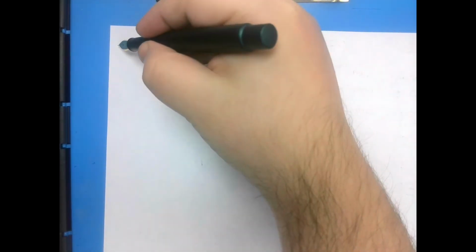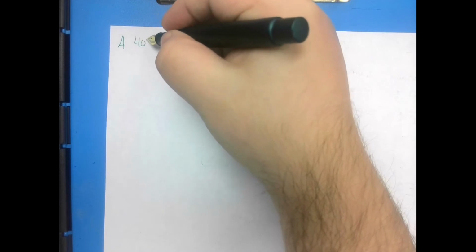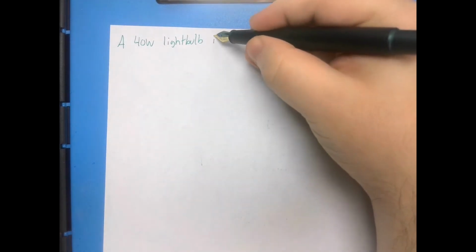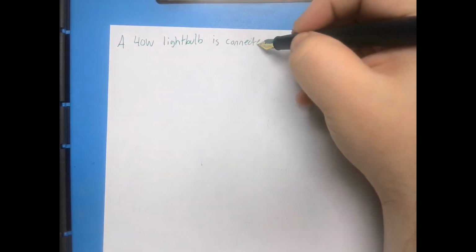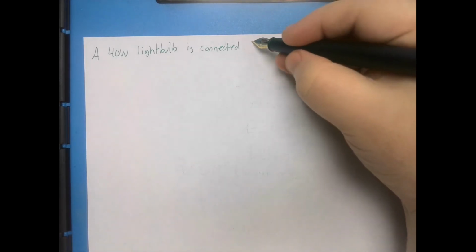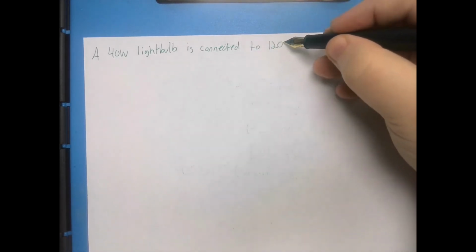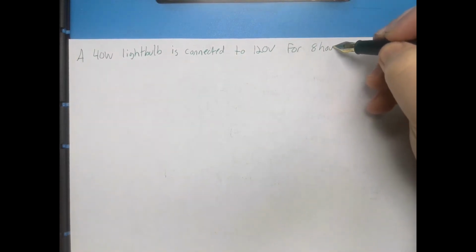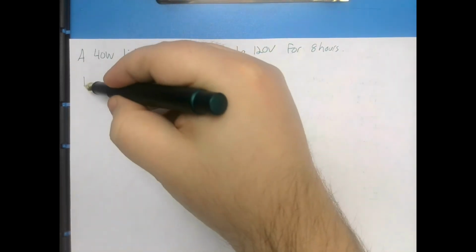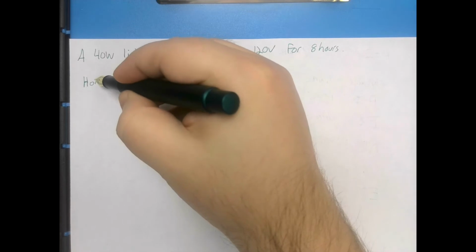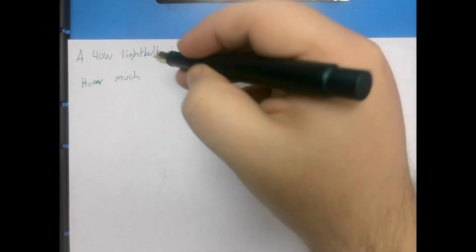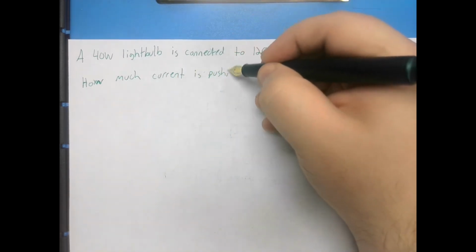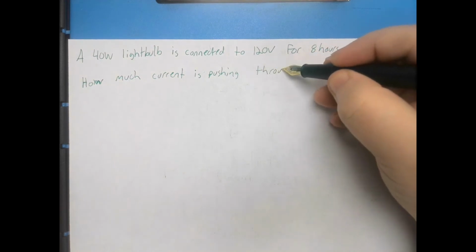So let's do an example problem. A 40 watt light bulb is connected to 120 volts for 8 hours. How much current is pushing through the light bulb?